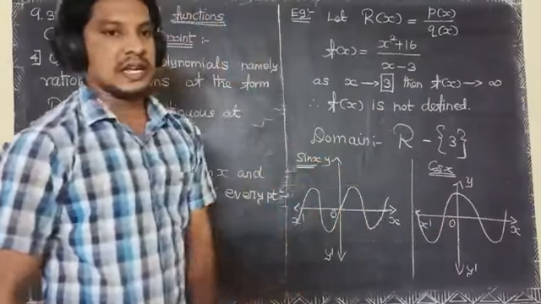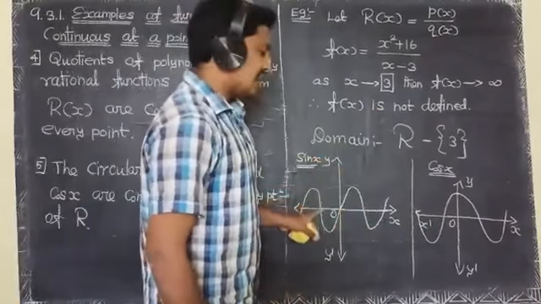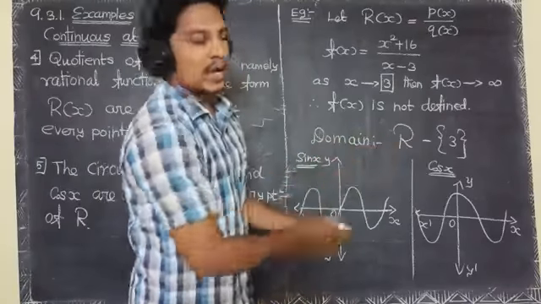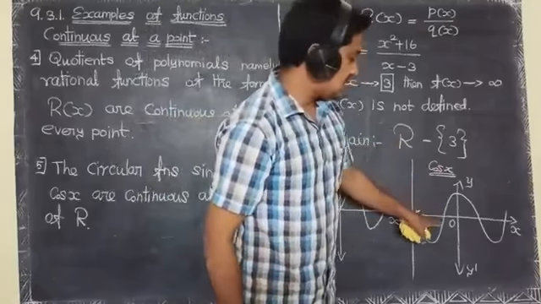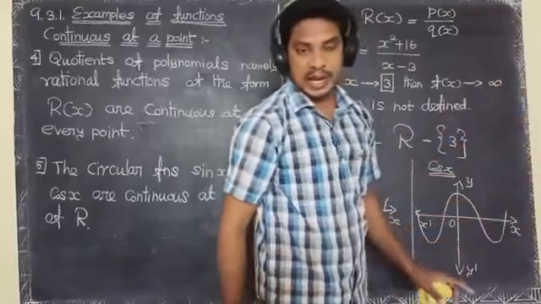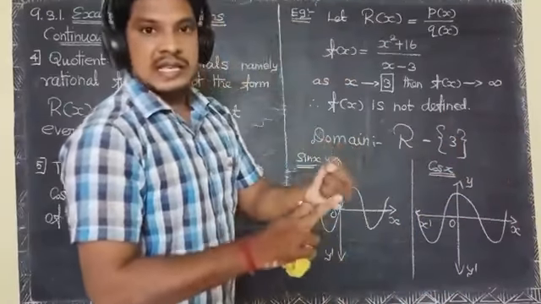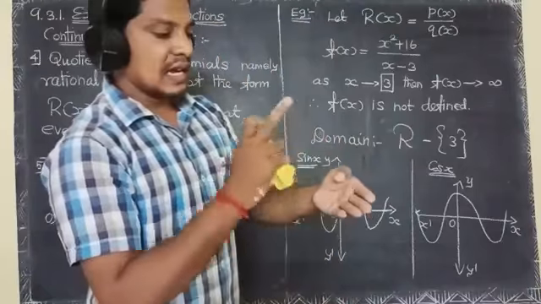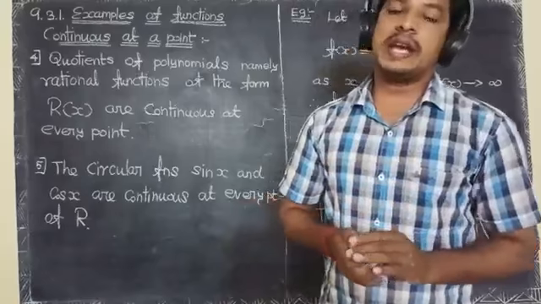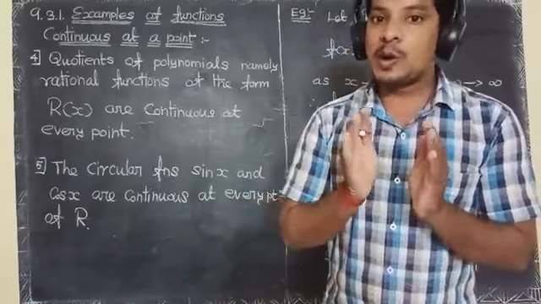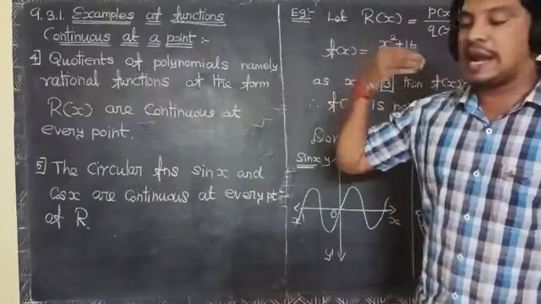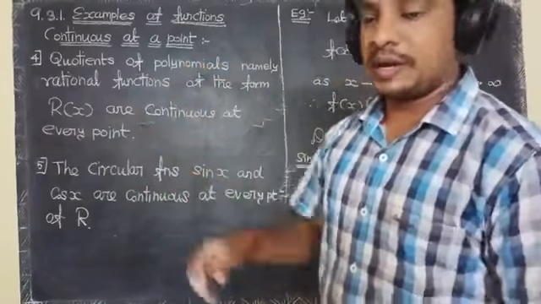Does not pass through the origin. Here, the given curve, that is sin x, is continuous at every point. Similarly, the curve cos x is continuous at every point. But tan x, cosecant x, secant x, cot x are continuous only on their proper domain. But sin x and cos x are continuous on the entire domain.